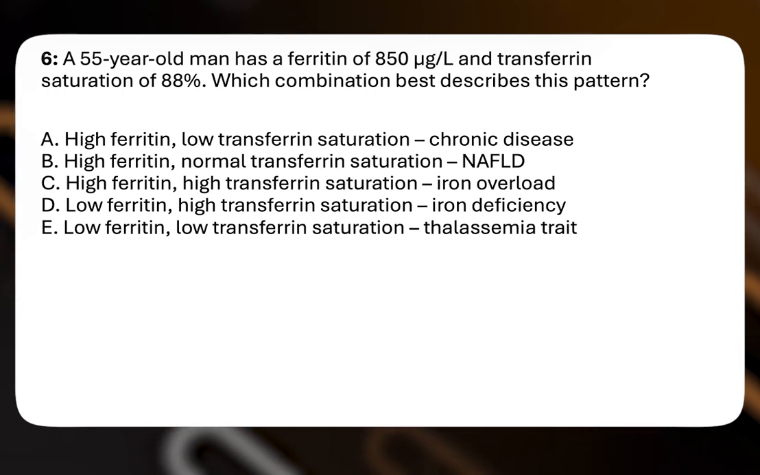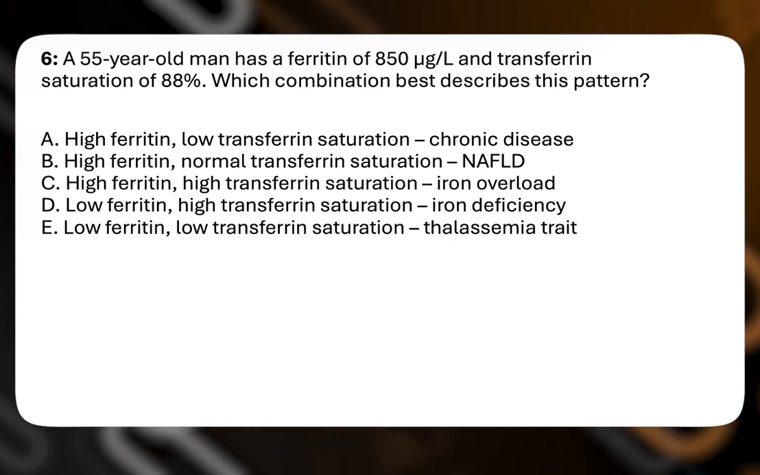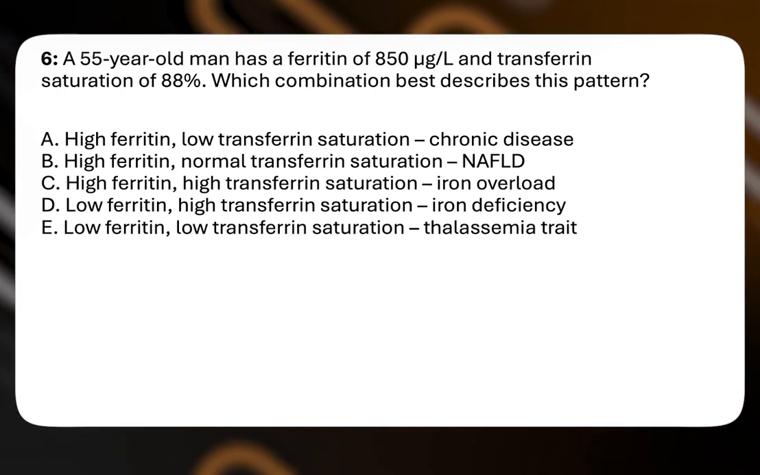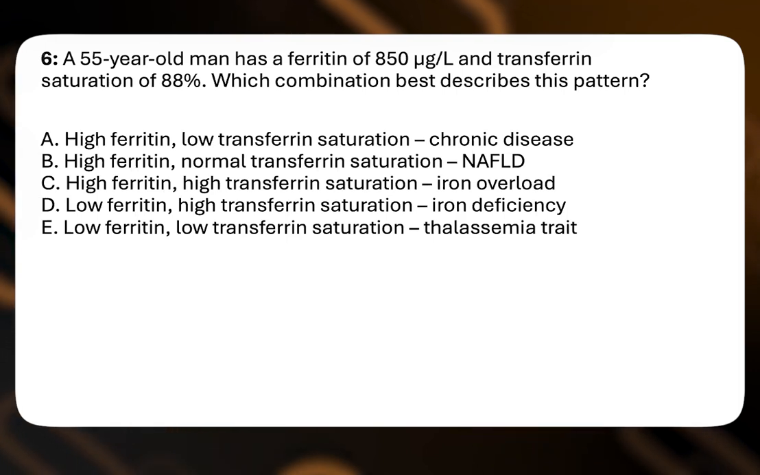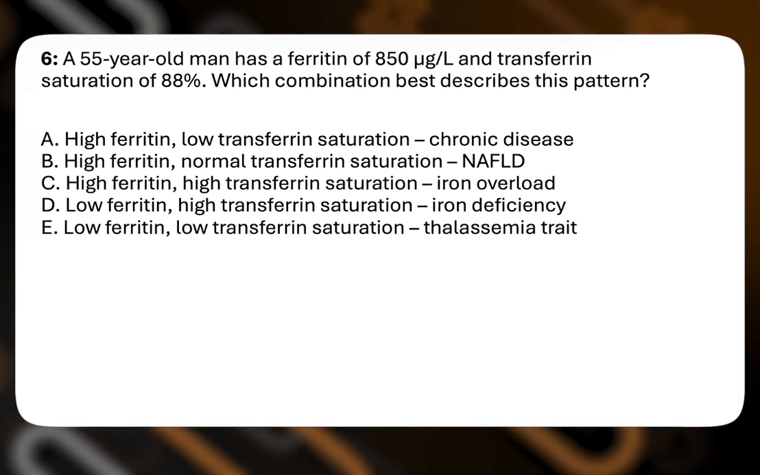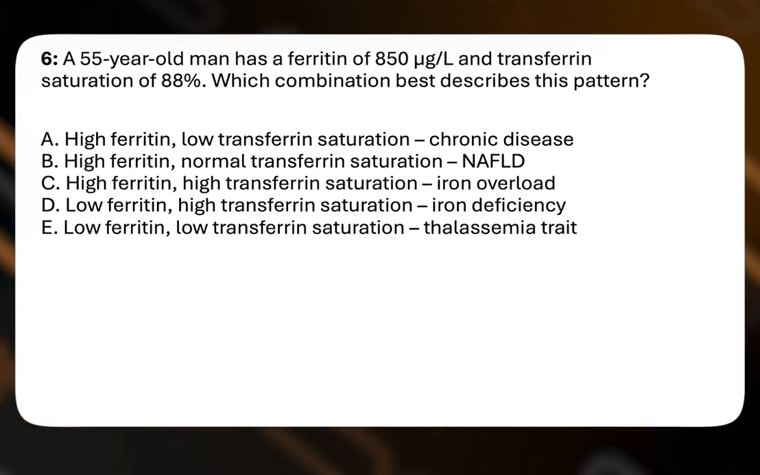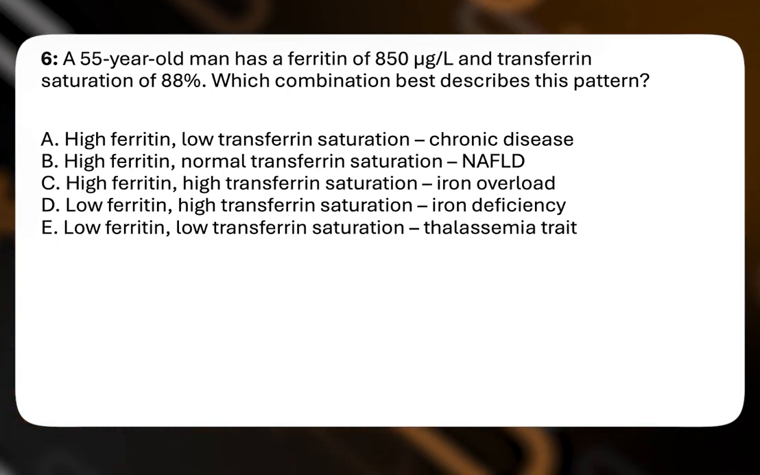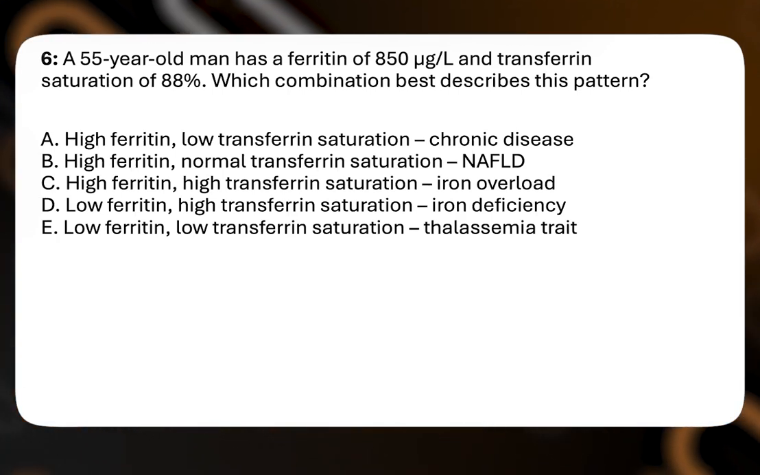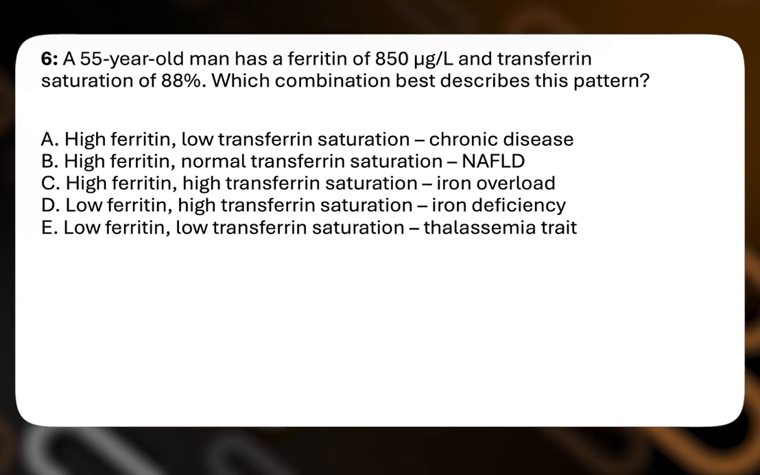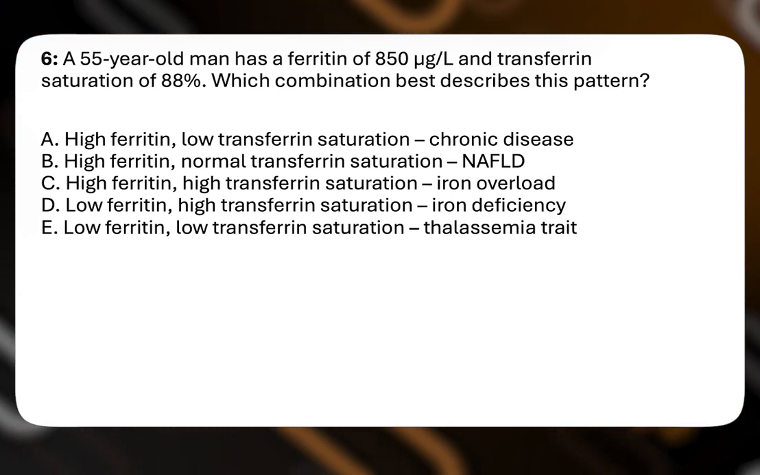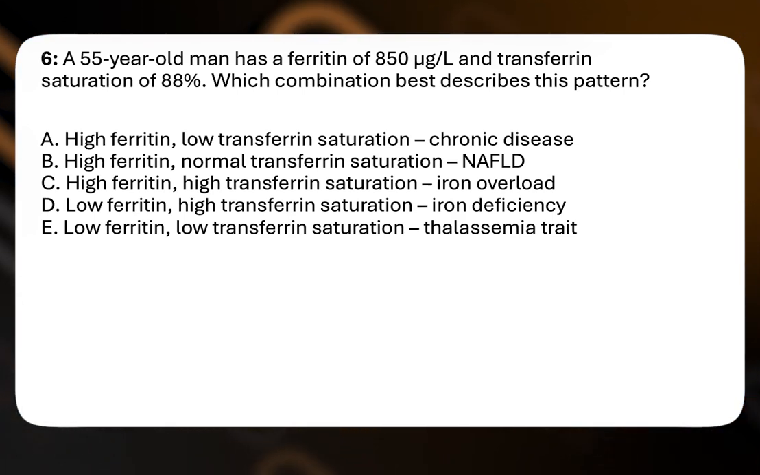High ferritin, normal transferrin saturation, non-alcoholic fatty liver disease. Why will they have high ferritin? I don't think so. High ferritin, high transferrin saturation, iron low. Yeah, this looks correct. Low ferritin, high transferrin saturation, of course, no. Iron deficiency will have a low transferrin saturation also, and increasing TIBC.